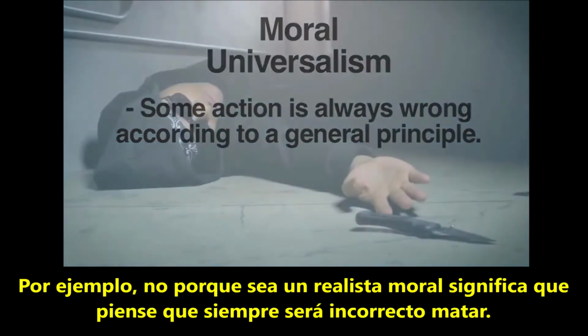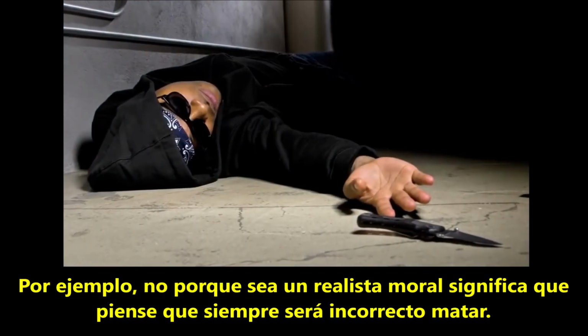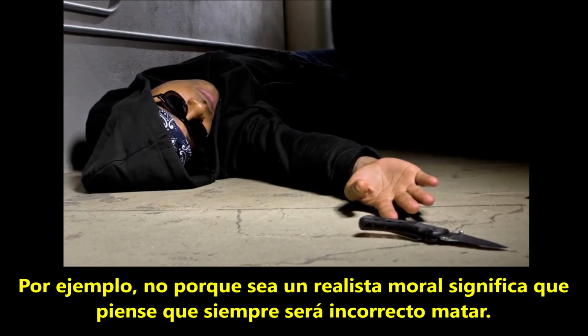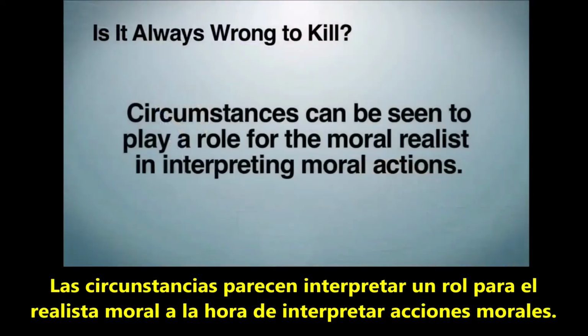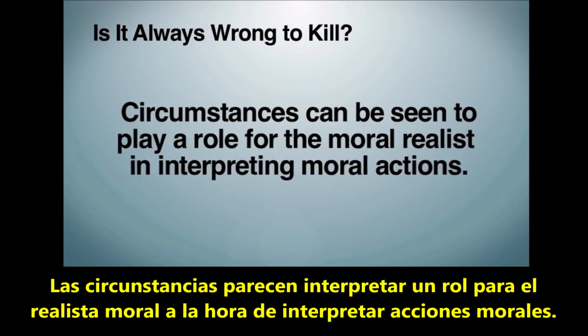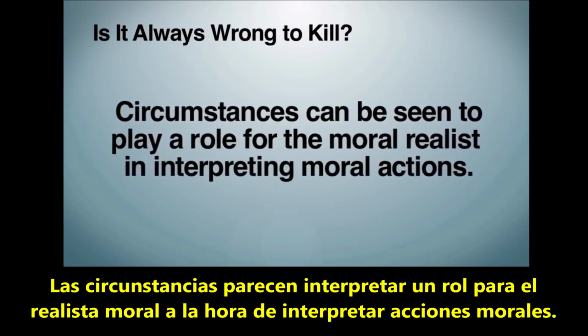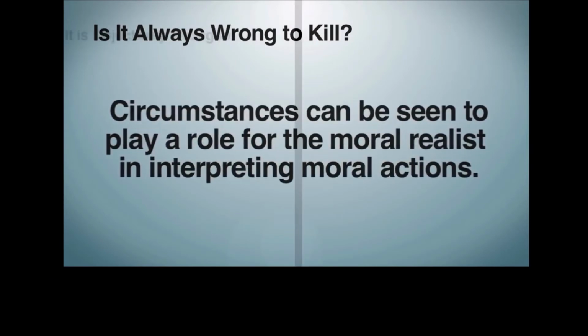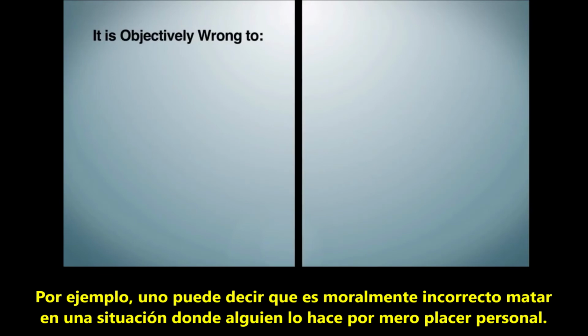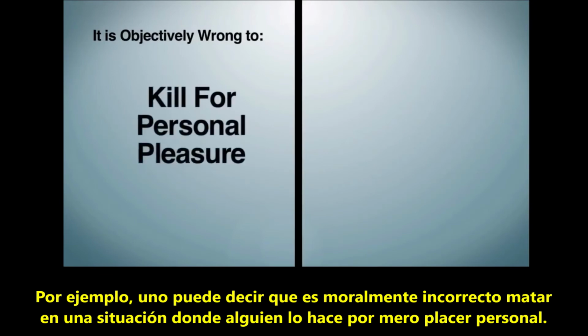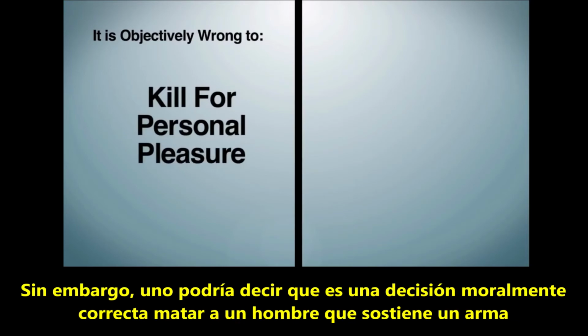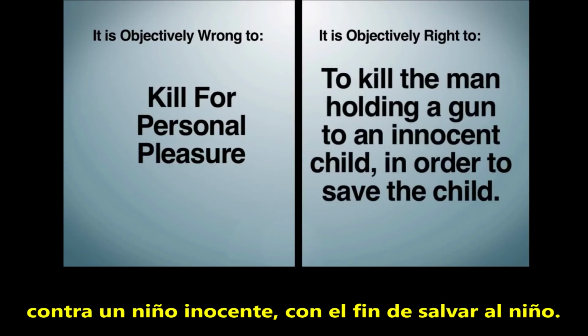For example, just because I'm a moral realist, that doesn't mean I'm going to think it is always wrong to kill. Circumstances can be seen to play a role for the moral realist in interpreting moral actions. For example, one could say it is objectively wrong to kill in a situation where one would kill someone for personal pleasure. However, one could say it is the morally right decision to kill a man holding a gun to an innocent child in order to save the child.